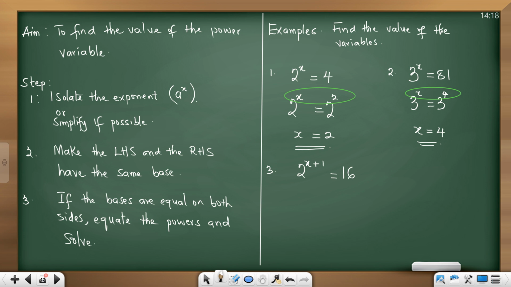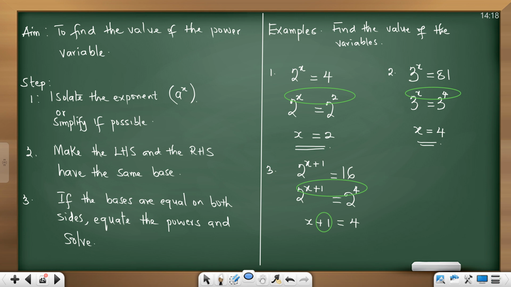Now, can I write 16? So rule number 1 is fine already. Step number 2. Can I write 16 as a base of 2? Yes. 16 is 2 to the power 4. Since the bases are now equal, I can equate the exponents. x plus 1 equals 4. Now we go back to solving.